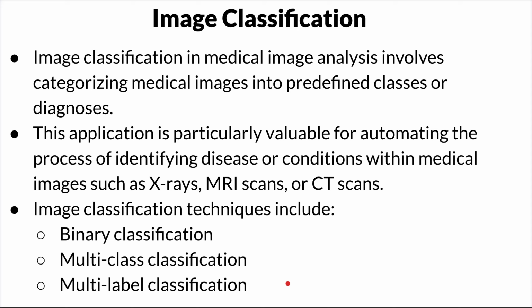Right. Once you have segmented, the next thing is for us to classify. Classification is when you categorize your medical images into predefined classes or diagnoses. So this is a tumor, this is not a tumor, this is normal, this is not normal, this is presence or absence of disease. You try to put it into groups or classes. But we have three ways to classify: binary classification, multi-class classification, and multi-label classification.